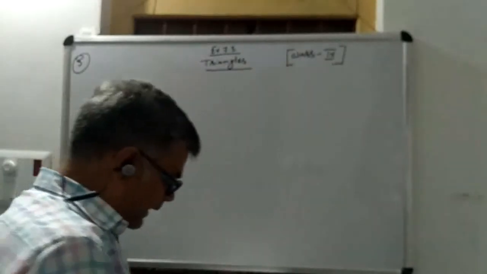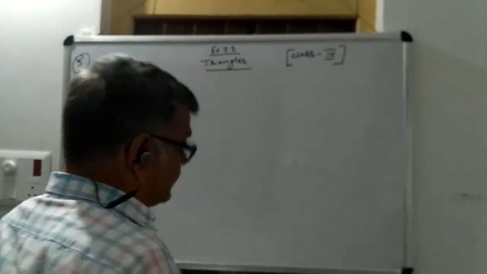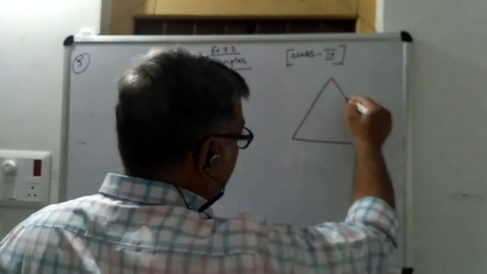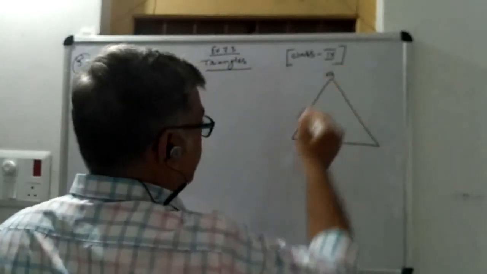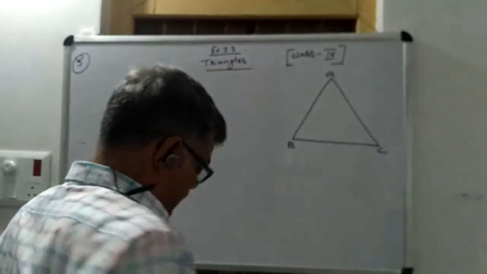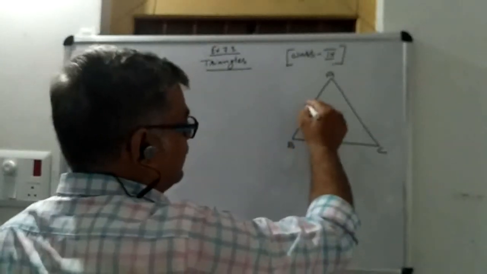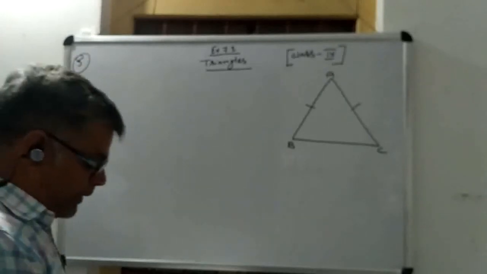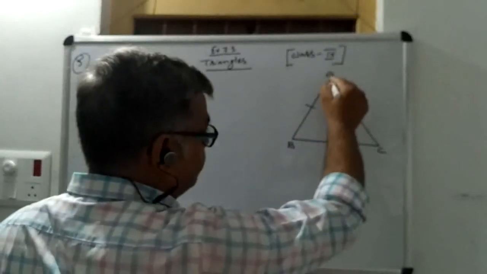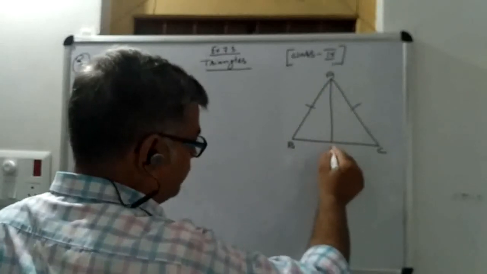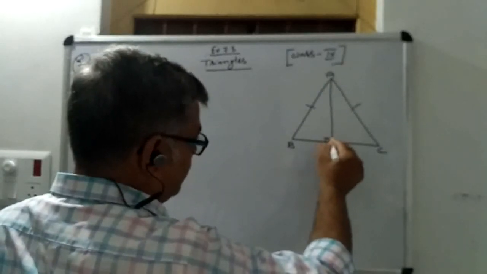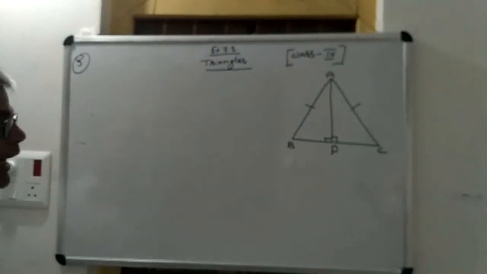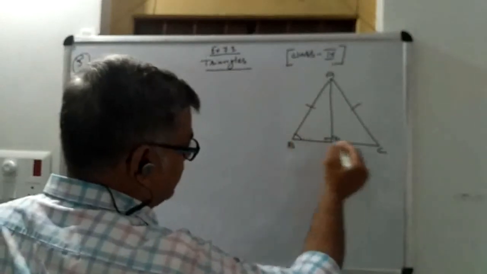In this question it is saying that ABC is an isosceles triangle. Draw a figure. Suppose this is your triangle ABC, and it is given that it is an isosceles triangle such that AB equals to AC. Draw AP perpendicular on BC. This is perpendicular on BC. Now we have to show that angle B equals to angle C. This is to show.